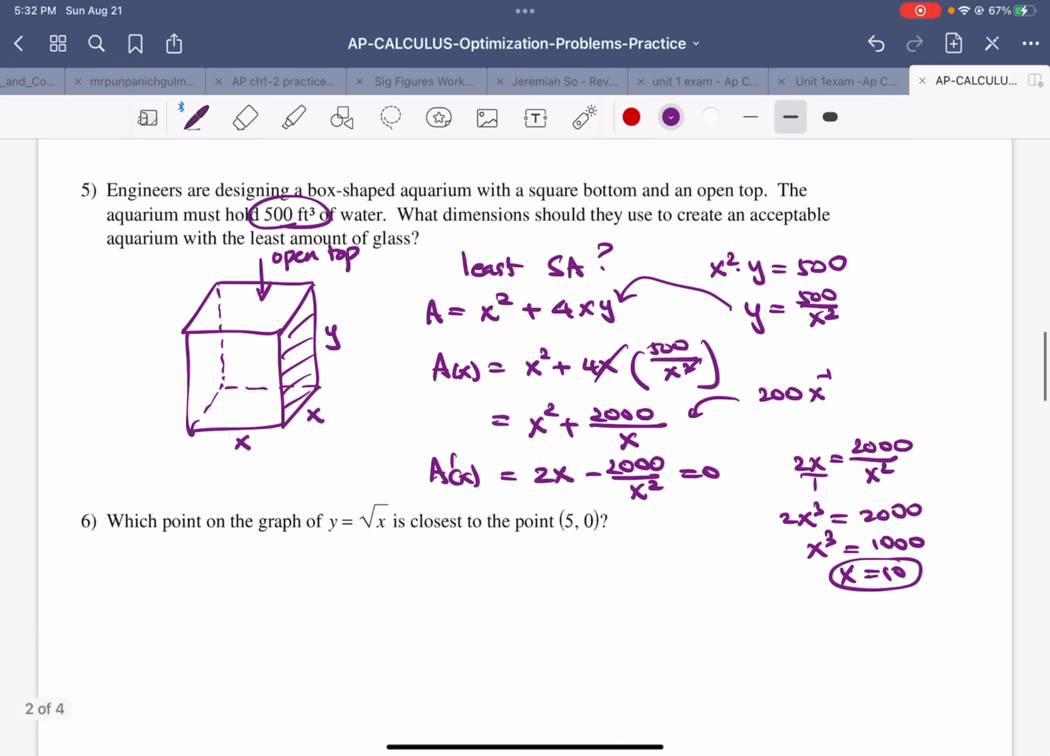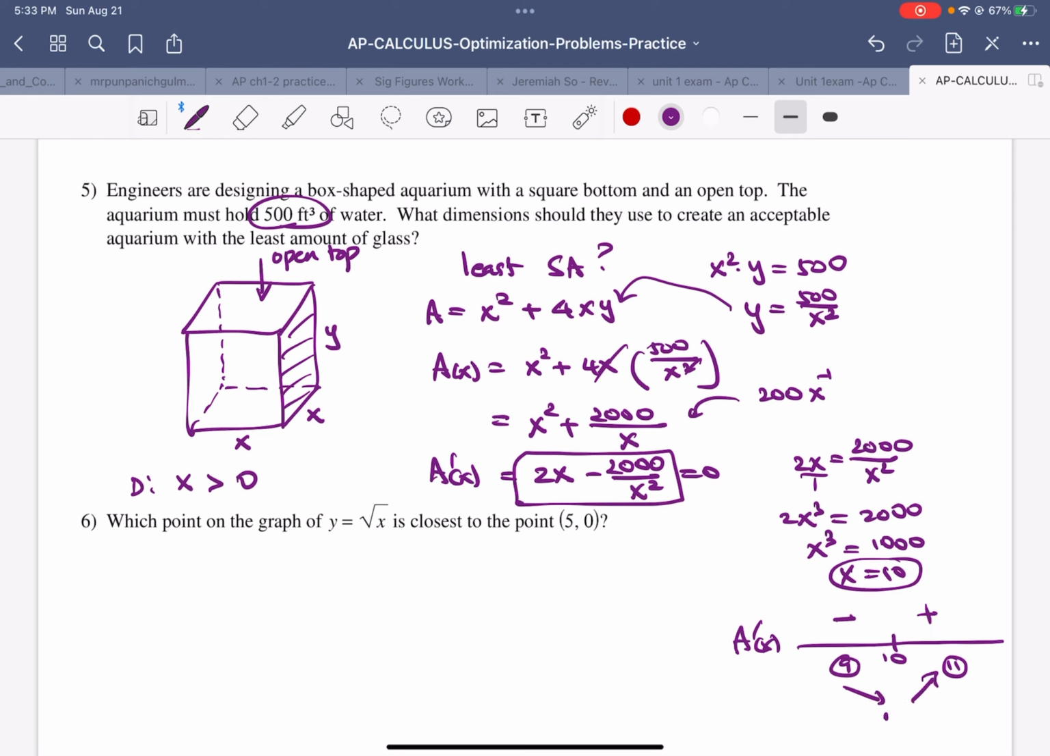So you can do a number line test on A prime of x. Okay, so 10. So like 9. Let's talk about domain. Your domain for x should be greater than 0, right? Just greater than 0. Now, 9 and 11, you can plug them into here, okay? You can use a calculator and plug them in, and you will get negative and positive. So that means going down, going up. So you have a minimum.